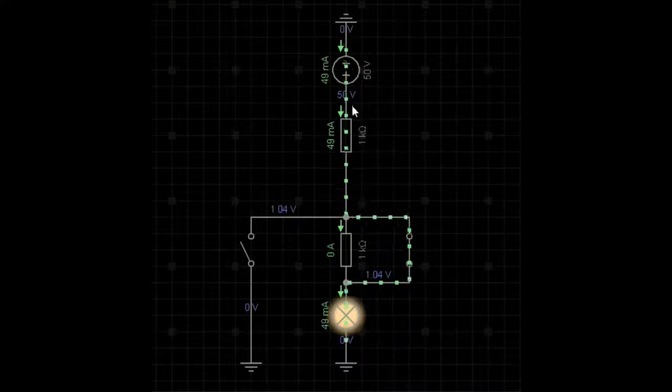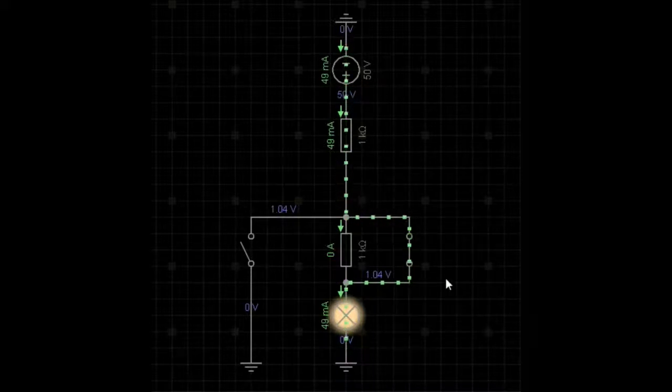Now, in terms of voltage drops, most of the volts is dropped across the resistance here, and we've got 50 volts across that 1 kilo ohm resistor here, and we have 1 volt dropped across here, which is indicating a small amount of resistance in the bulb.